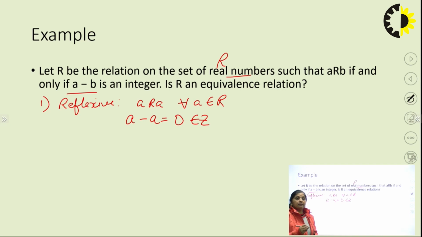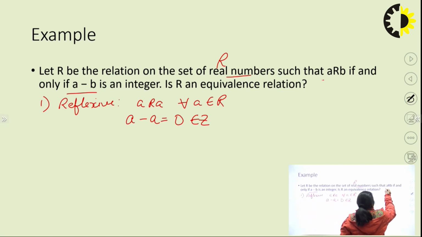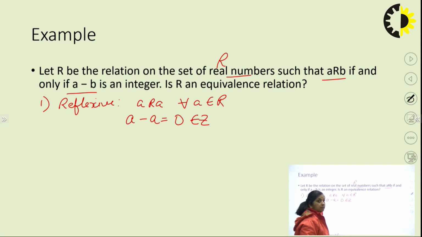So as we are getting A minus A equals 0, it means the relation exists, because A is related to B if A minus B is an integer. So here I have got 0. So what is the point? The point is that the relation is reflexive, because when I am subtracting A from A, I am getting an integer in answer.